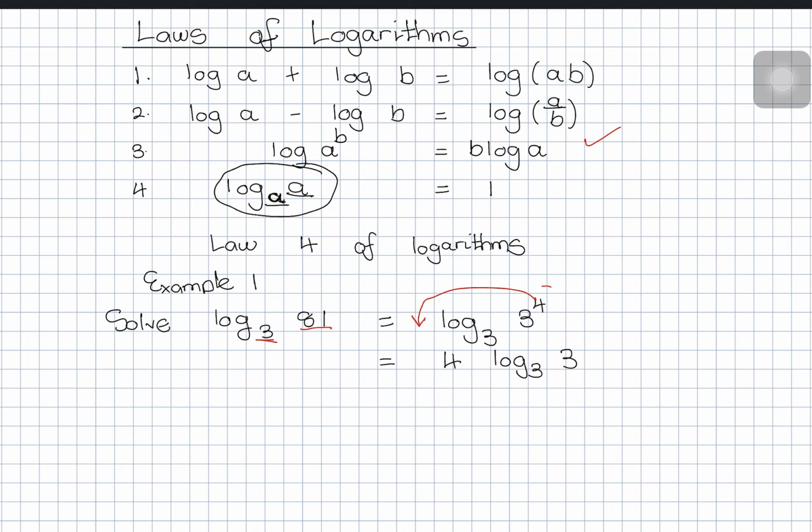What do you notice? We have the same values down here and up here. Since we have the same values, it automatically becomes a 1. Log base 3 of 3 is equal to 1. So 4 times 1 is 4. That bracket is indicating that we are multiplying. So we have simplified, we've solved this first example. In short, log base 3 of 81 is the same as 4.